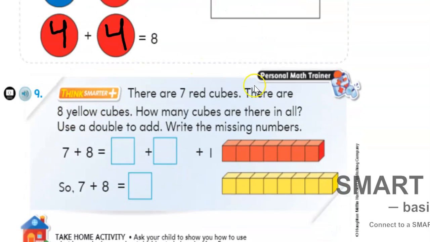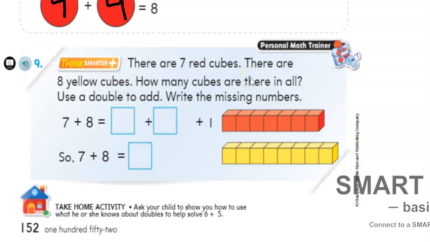So now we're going to go on to the next problem on that page, number 9. There are 7 red cubes, and there are 8 yellow cubes. How many cubes are there in all? Use a double to add. Write the missing numbers.